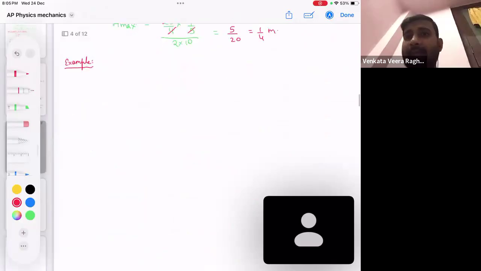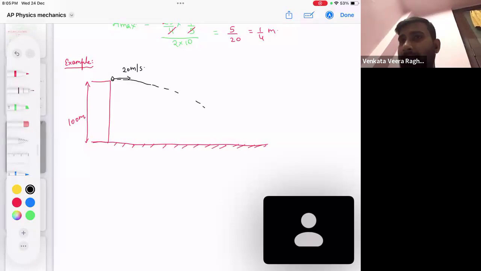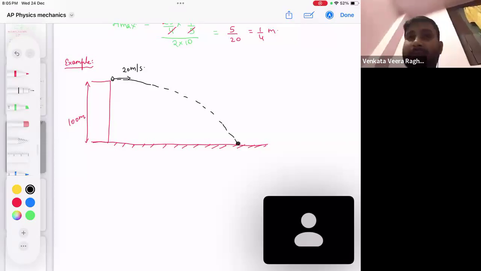Okay. See, in this example, what is given? There is a tower, and the height of the tower is given as 100 meter. And from that tower, a particle is projected horizontally. How is the particle projected? Horizontally with the speed of 20 meter per second. And this is the ground. So what will happen in this projectile motion? Tell me. This is also an example of the 2D motion. So what will happen? This particle will follow a parabolic path or projectile path, and finally it will reach this point on the ground.